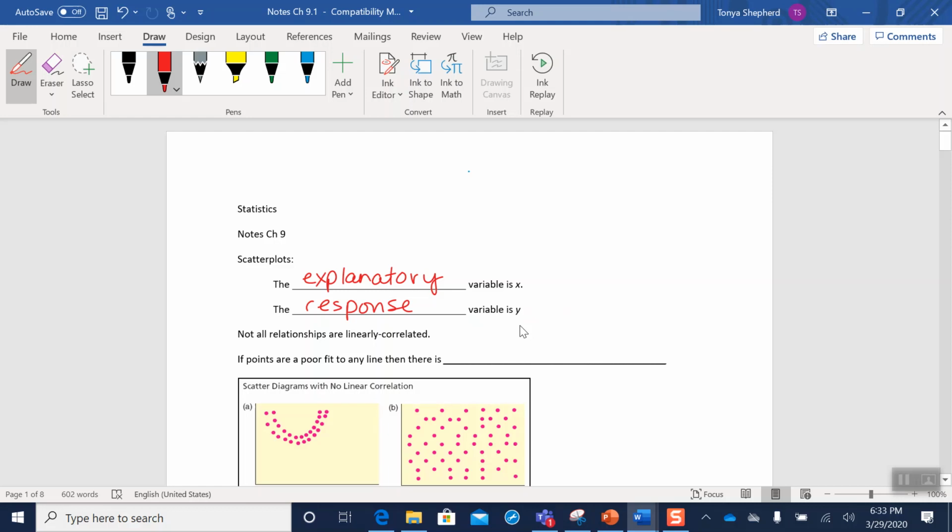In other places in math, I'm sure that you've heard the x variable as the independent variable and the y variable as the dependent variable. That is still true, but we just give them these extra names in statistics.